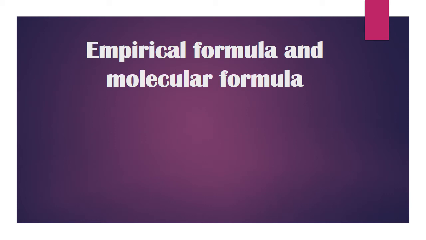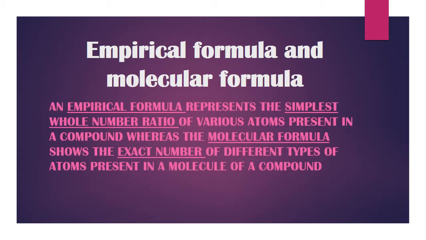Empirical formula and molecular formula. Now every compound has certain elements and the atoms of these elements are present in a fixed ratio. If we represent these atoms in simplest whole number ratio, then it is referred to as empirical formula. If we can show the exact number of each atom, then you call it as molecular formula.